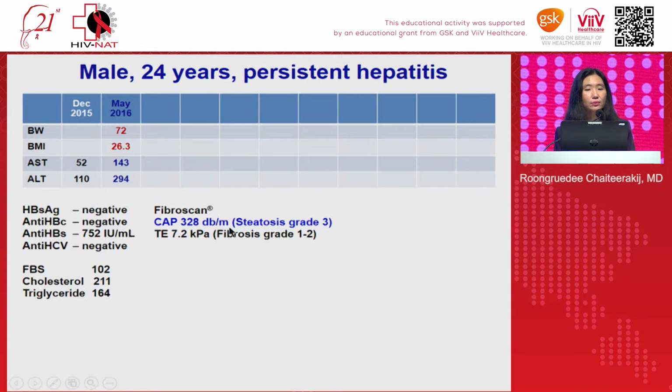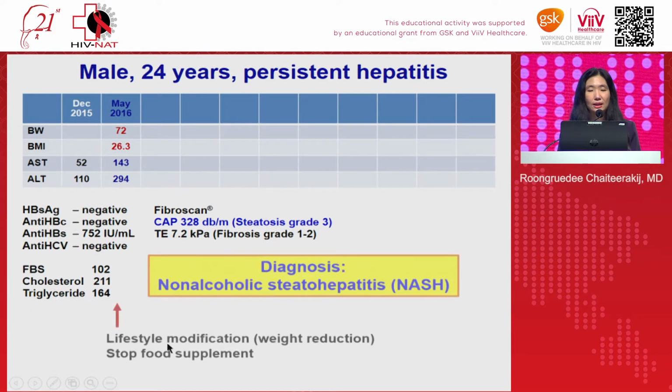We worked up for fatty liver disease. We did a FibroScan to measure the fat content in the liver. The CAP score was 328. The normal level of CAP score in FibroScan is 200, so this is very high and comparable with steatosis grade 3. He has mildly abnormal fasting blood sugar, cholesterol, and triglyceride. Viral hepatitis B and C were negative. So at that time, he was diagnosed with non-alcoholic steatohepatitis.